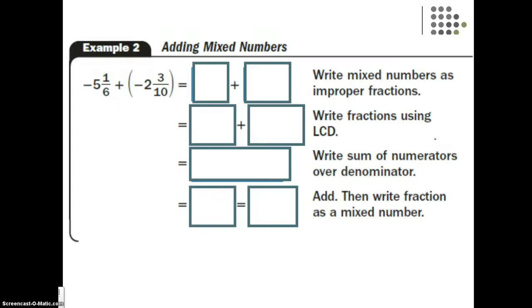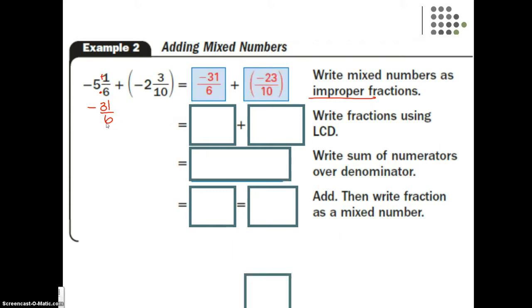For example 2, adding mixed numbers, we need to change it to improper fractions. Remember, with the negatives, just bring over the negative and multiply 5 times 6 plus 1, which is 31 over 6. 2 times 10 is 20, plus 3 is -23 over 10. Find the LCD. 6 and 10 both divide by 2. We multiply the 2 times the 3 times the 5, which is 30.